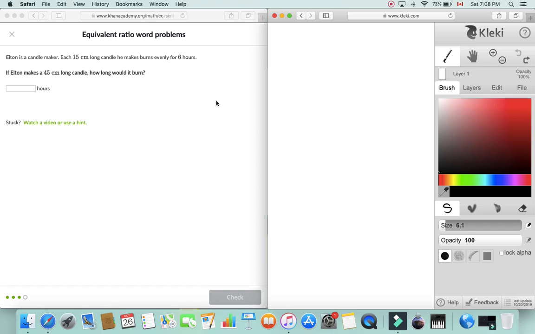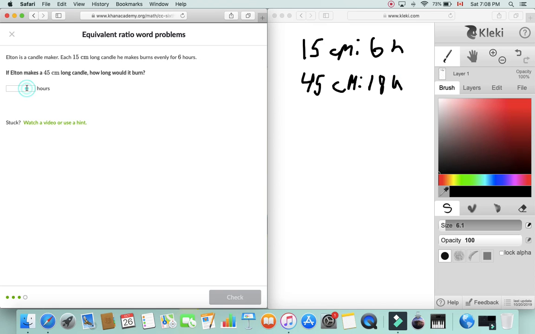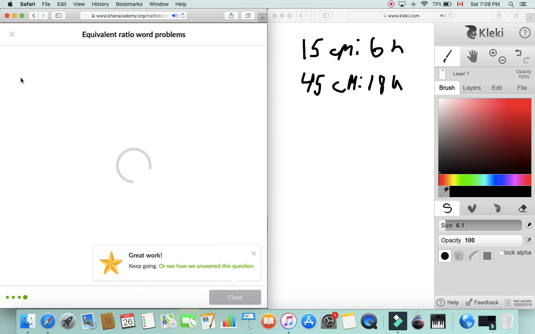Elton is a candle maker. Each 15 centimeter long candle he makes burns eventually in 6 hours. But he makes a 45 centimeter candle. Well, he multiplied by 3, so we multiply by 3 on this side as well. So that would be 18 hours. Last question. If I get this wrong, I'll dab. Yes, I got it correct.